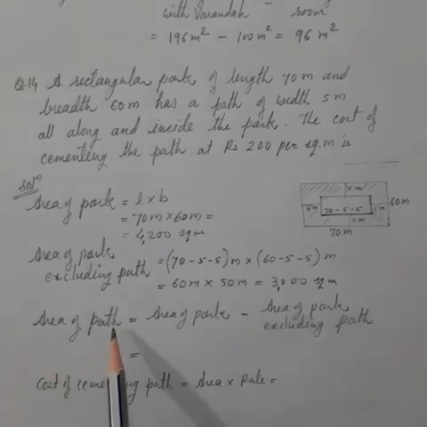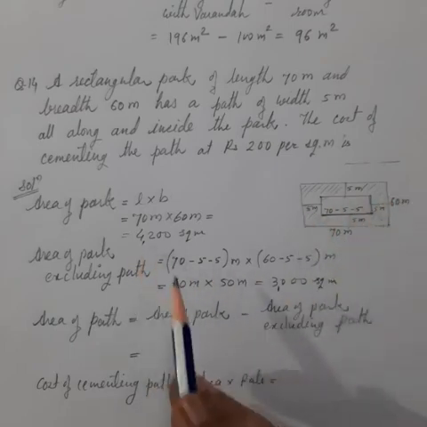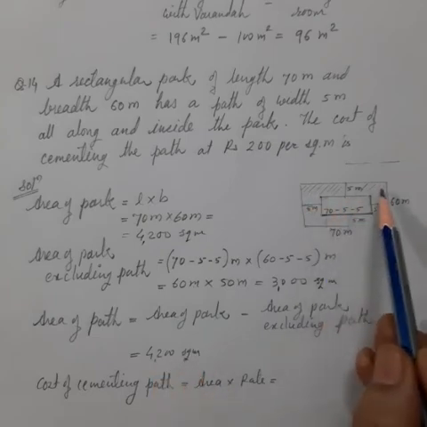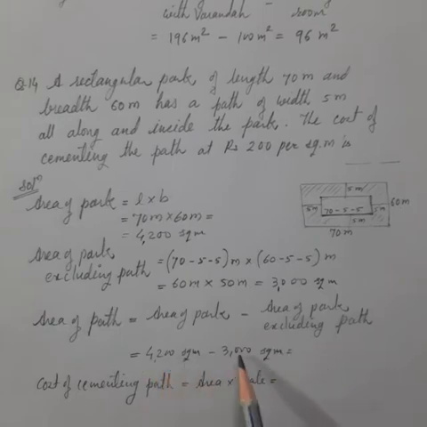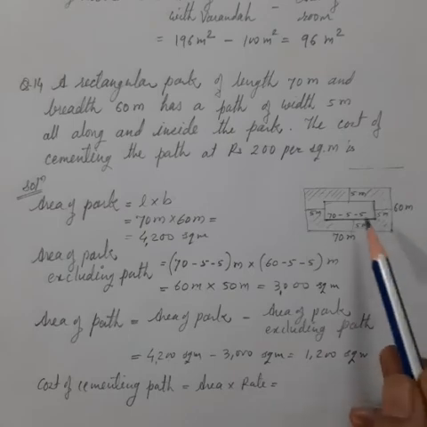Area of path. To find the area of path, from the total area, total area is 4200 square meter, subtract the area of this remaining portion. Area of remaining portion is 3000 square meter. Subtract it. 4200 minus 3000. It is 1200 square meter. The area of the path is 1200 square meter.